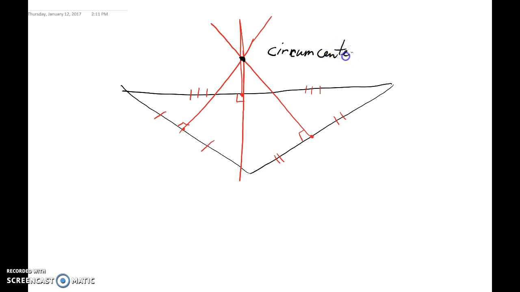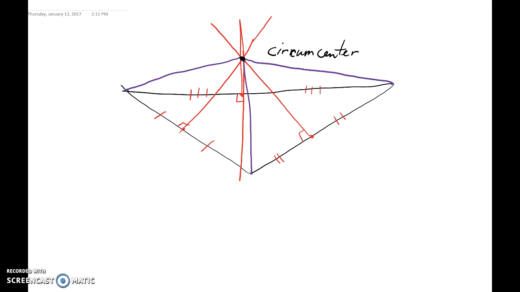And we know that that distance is the same to each of our vertices. So if we were to measure the distance from there to there, they would be the same. The distance from there to there would be the same, and then the distance from here to here would be the same. So that was a special trait that we learned last section.